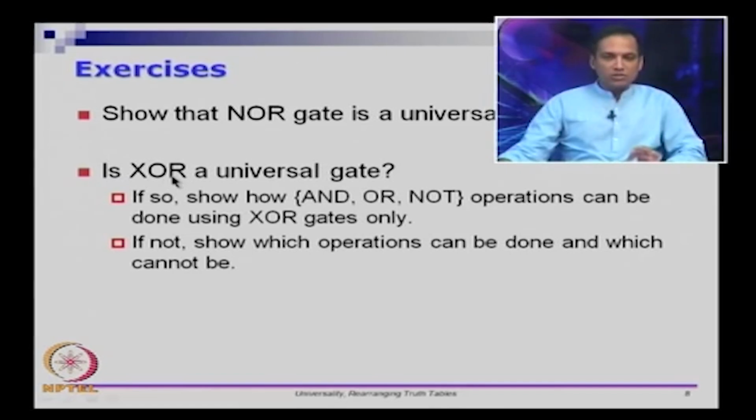If XOR is a universal gate, you should be able to implement OR, NOT and AND using only XOR gates, nothing else. If you think it is a universal gate, show how each of these operations can be done using XOR gates only. If you think it is not, at least think about which operations can be done using XOR only and which cannot be.